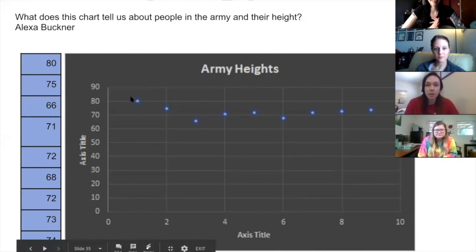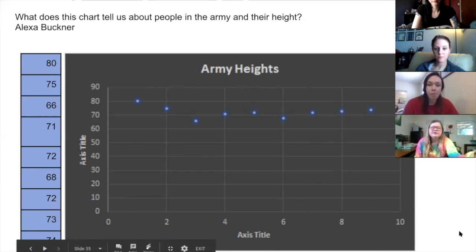Alexa, what does this chart tell us about the people in the Army and their heights? This chart kind of tells us a few different things because we've touched on how their heights were measured in inches, and you can see it goes from like 80 to 75 to 66, and then we've used this line graph to just kind of know where on the graph each one of their heights was, and yeah.